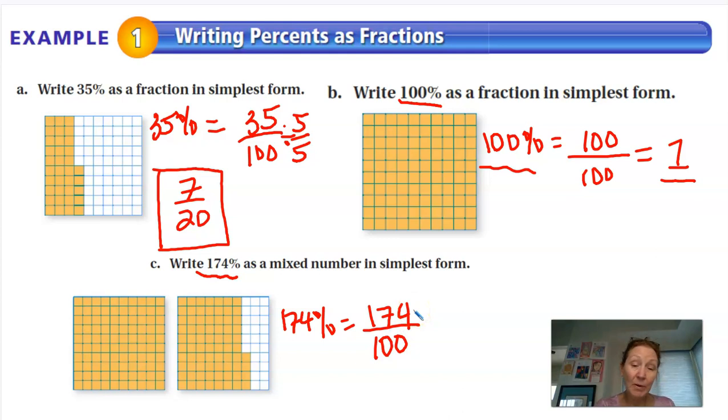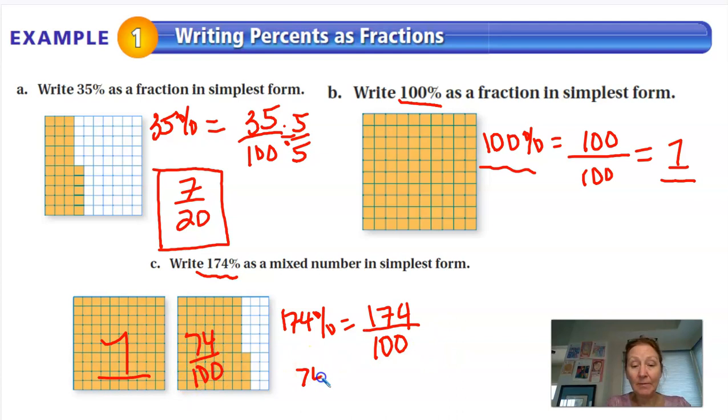Now I've got a couple different ways to do this, right? Remember, I could divide right now and turn it into a mixed number. I also could recognize that this is 1 and this is 74 out of 100. So instead of having something very difficult to simplify, all I have to do is simplify the 74 over 100. So let's do that. So I know my answer is 1 plus this fractional piece.